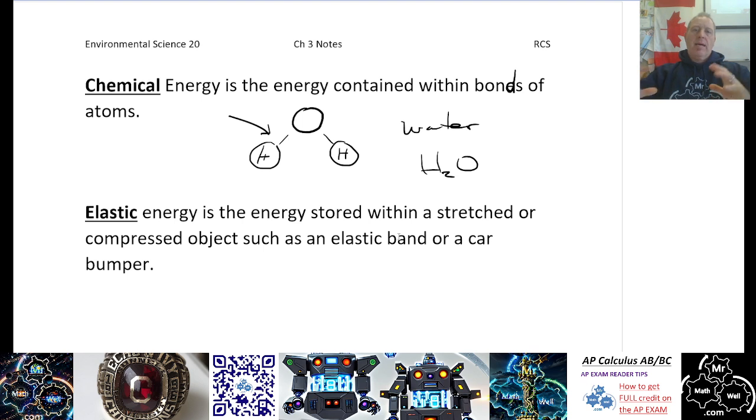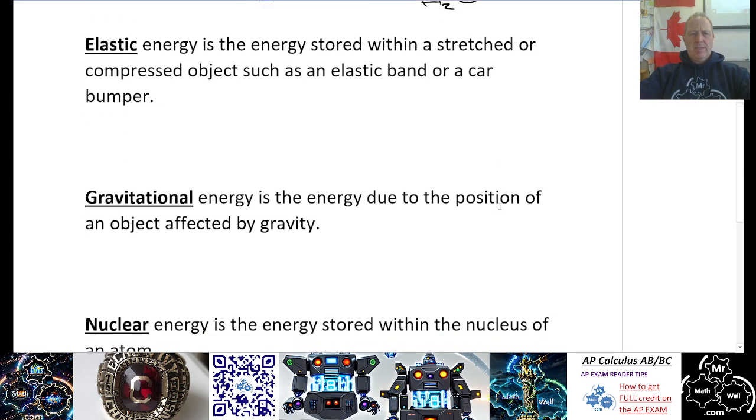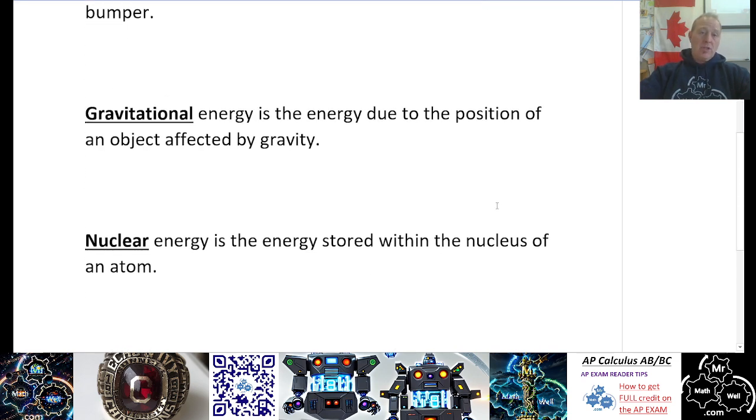If you let it go, something's going to happen, right? A car bumper. Okay, think of that as something that's compressed, and it's able to absorb an impact, or it could push against the impact, right? So if something is compressed, that will pop out. If something is stretched, it will pop back in. So that's the same kind of energy. It's elastic energy.